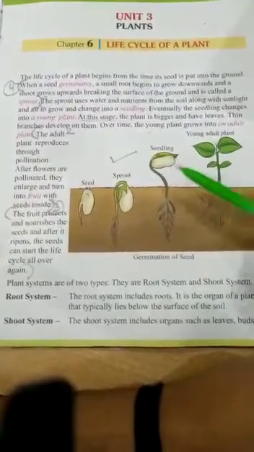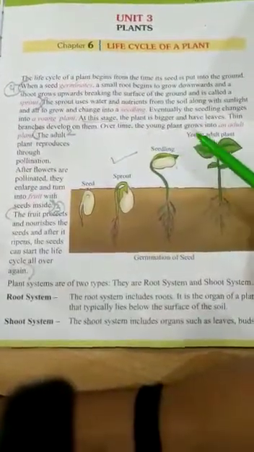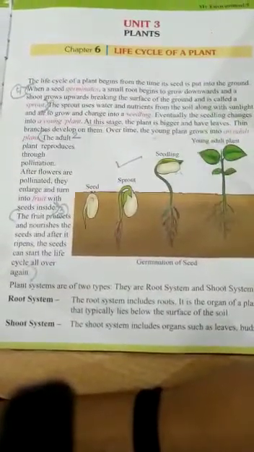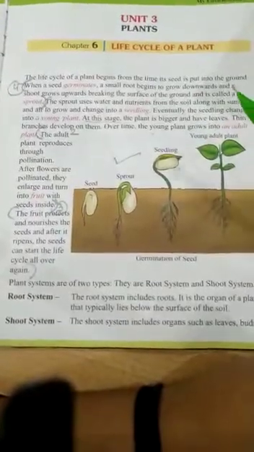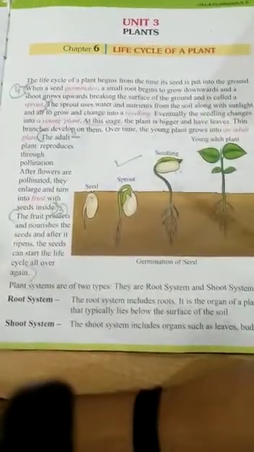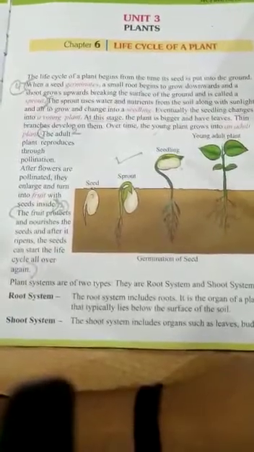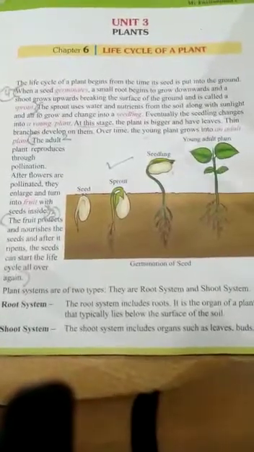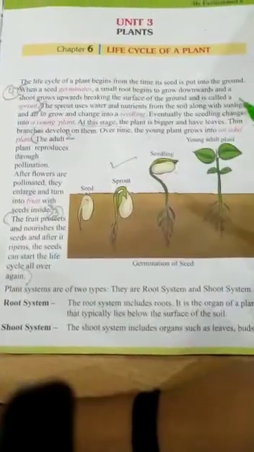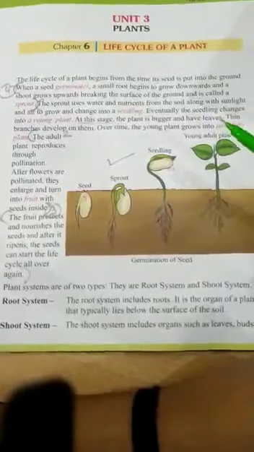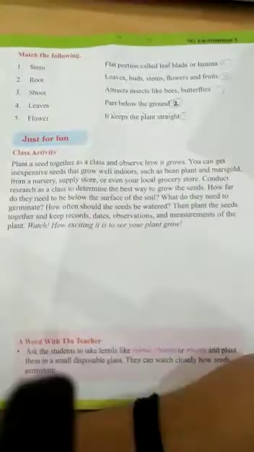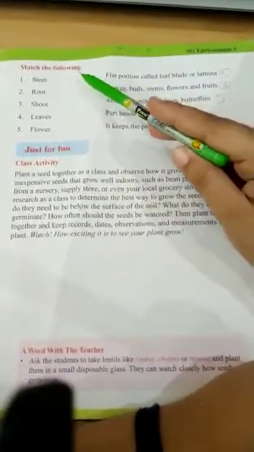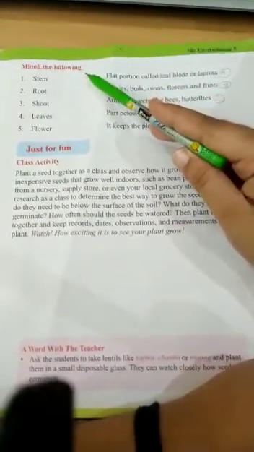As we have completed this chapter, now we will go to the exercise part of it. I have taught you the full chapter. Now you understand what is sprout, what is seedling, what is chlorophyll, what is lamina, what are shoot, root, flowers, fruits. All these are important parts of the chapter. Based on these, we will do the exercise part now. We will first discuss match the following.